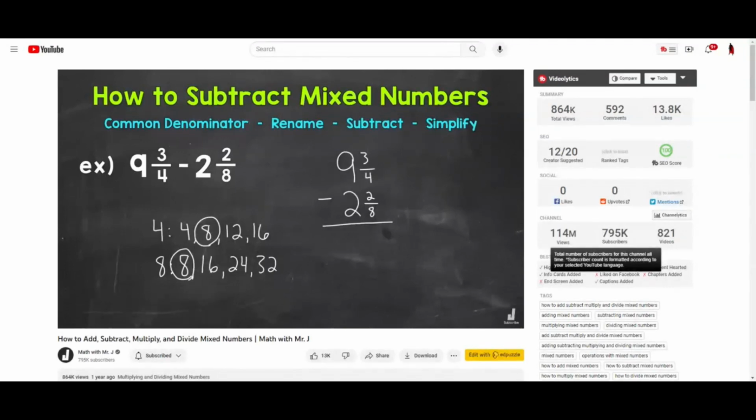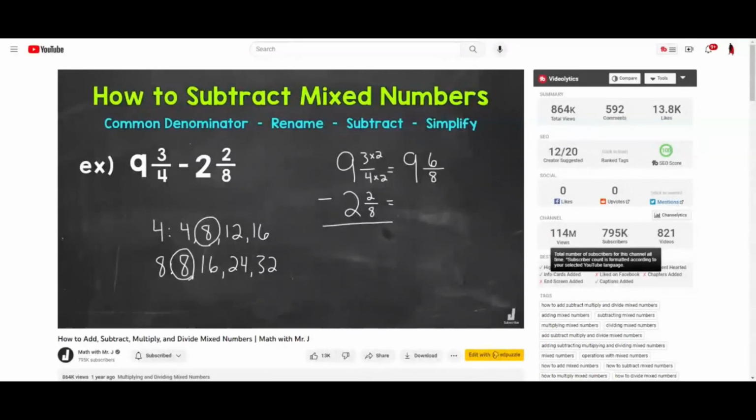So let's start with 9 and 3/4. So this equals, keep our whole number the same, and then we need that common denominator of 8. So let's use equivalent fractions here. 4 times 2 equals 8. Now whatever we do to the bottom, we must do to the top in order to keep this equivalent. So 3 times 2 gives us 6. 6/8 is equivalent to 3/4. We're not changing the value of the problem at all. We're just using equivalent fractions to rename that fraction with our common denominator.